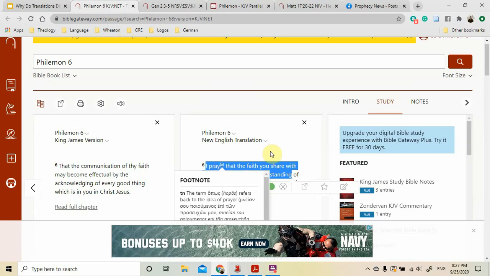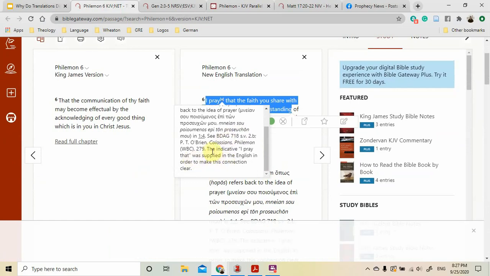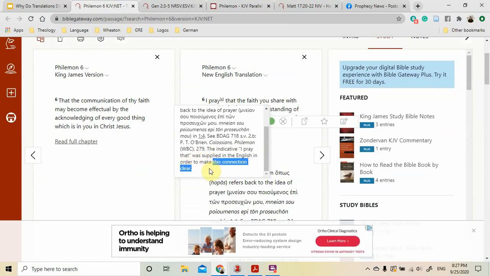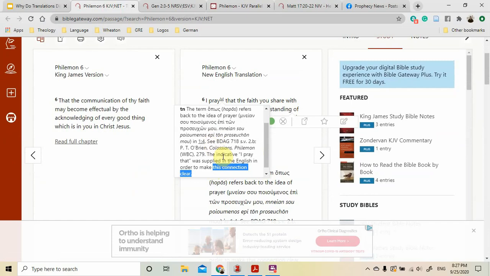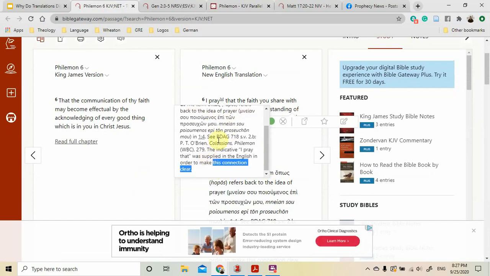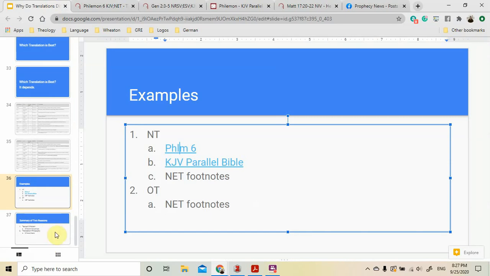NET has footnotes for this too. And as it explains here, the indicative "I pray that" was supplied in English in order to make this connection clear. Okay, so they're doing this because this term refers back to the idea of prayer. So the NET added "I pray" in order to make this text more clear. It's not as clear here in King James what this "that" is referring to. So that is why translations differ.